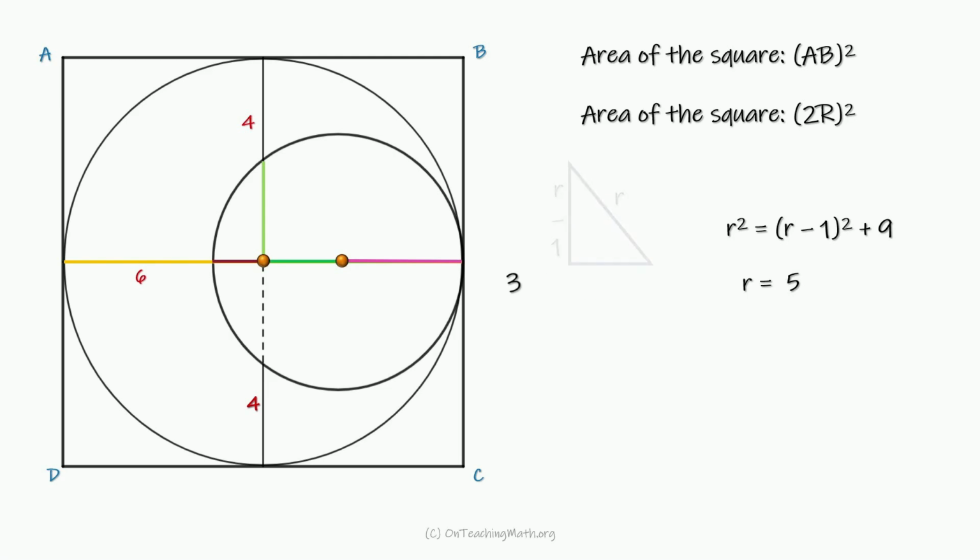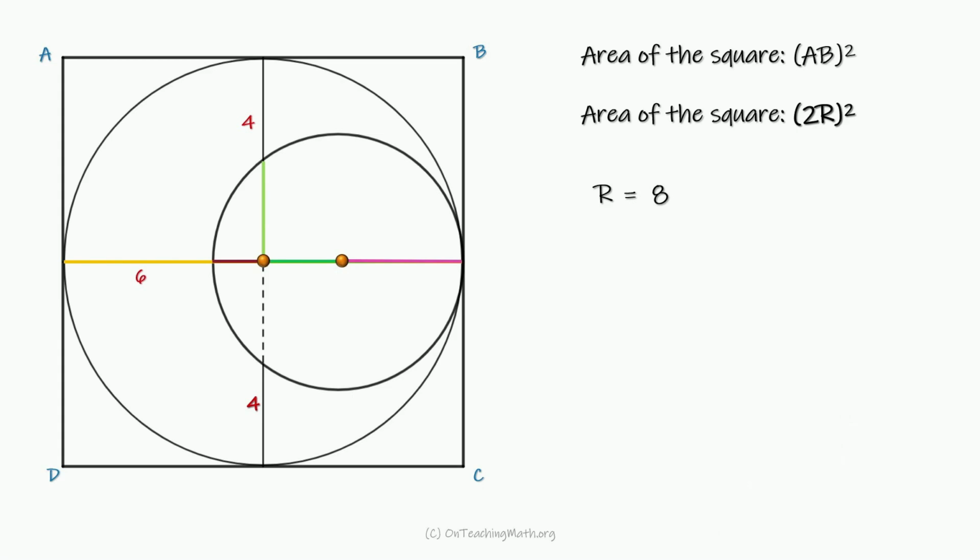So we know that that little segment right there, that little part, is 3. We know that this is 5. So now we know that capital R, the radius of the large circle, is going to be 3 plus 5, which of course is 8.